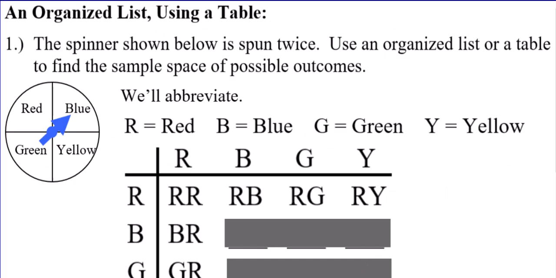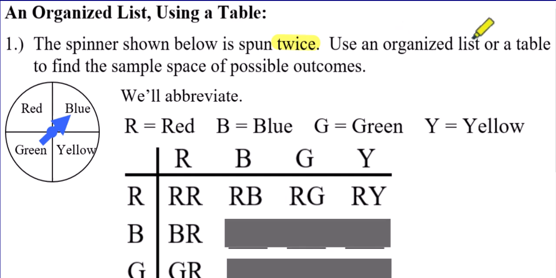Okay, let's start with an organized list. The spinner shown below is spun twice. Now, stop right there. Everybody highlight or underline the word twice. If the spinner was only spun one time, then our sample space would only have 4 outcomes, and this would be a really easy problem to do with probability. But since that spinner is spun twice, that is what makes this a compound event. The first event is the first spin, the second event is the second spin.